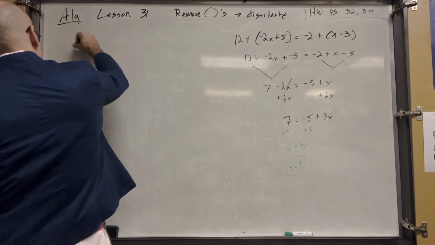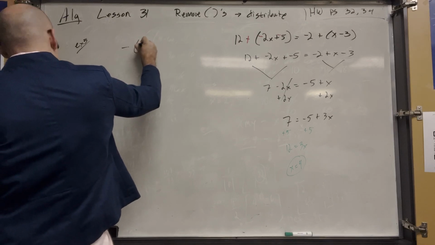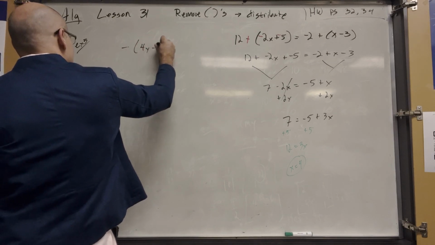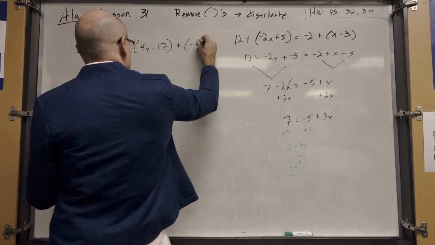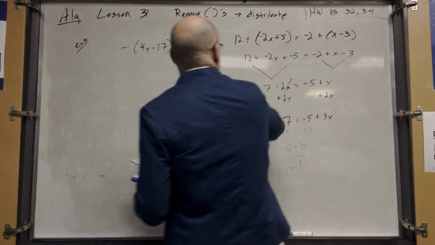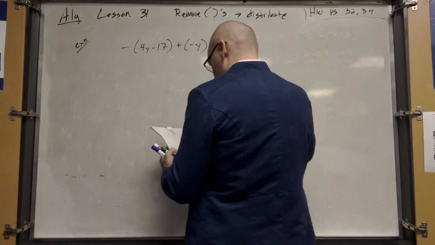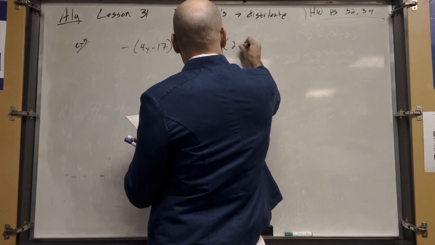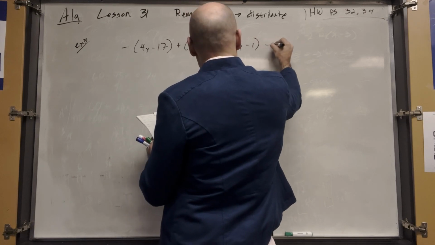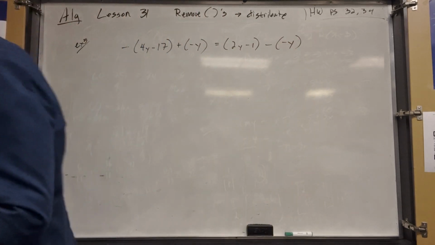Here we go. Example 5: negative parenthesis 4y minus 17 plus parenthesis negative y, equals parenthesis 2y minus 1 minus parenthesis negative y. Ready, go.